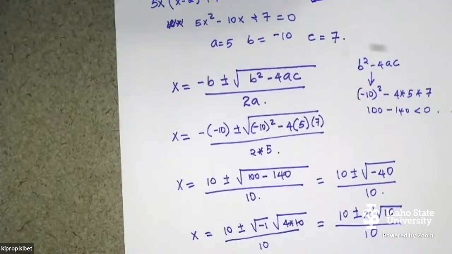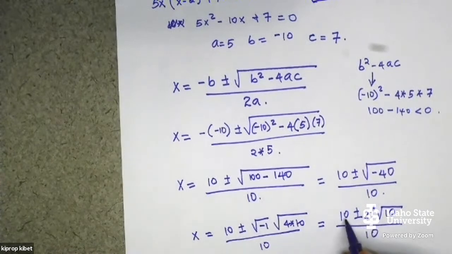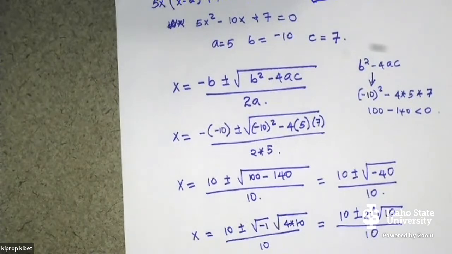So what is our final answer there? We factor out what? 2. We factor out 2. So finally, our x will now be equal to, when we factor out 2 and then we divide by 2 in each one of them, then we get what? 5 plus or minus i, the square root of 10, all over 5. Any question up to that? So that is our solution.